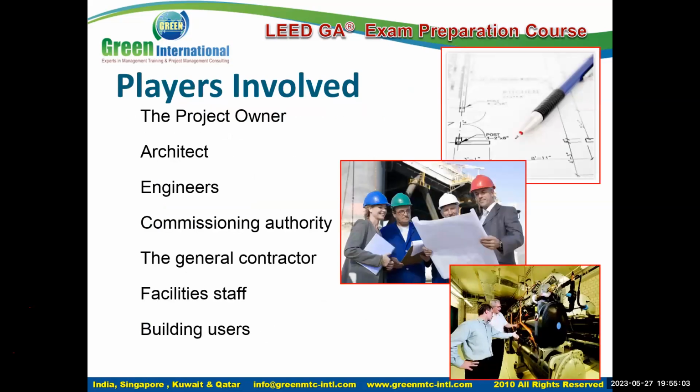So, who are the players involved, or who are the stakeholders? We look at the project owner. Okay, we look at the architect. We look at the engineers. All of these people will be developing the particular building, right? So there's a commissioning authority who generally signs all of the plans, who generally gets all of the GFC drawings approved, right? Then you need the general contractor who does the on-ground work. You need the facility staff. You need the building's users who come in after the building's construction is done.